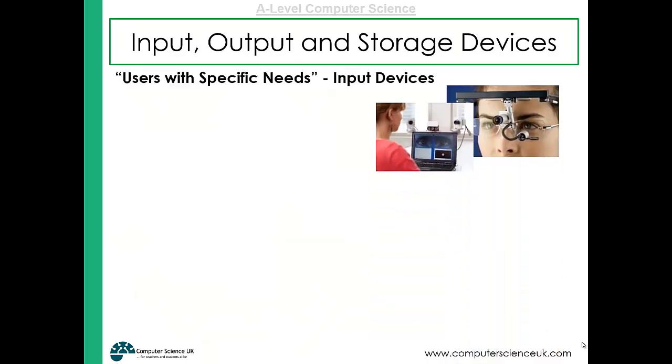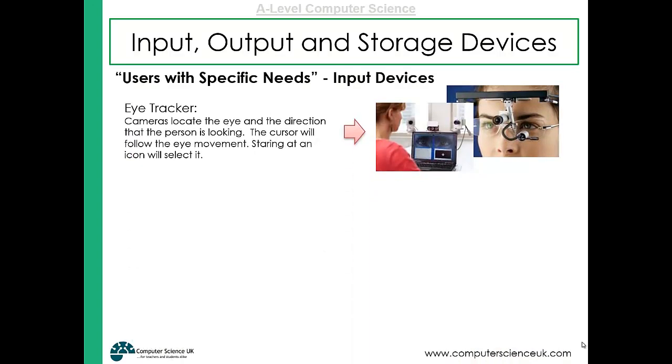So there are also input devices for users with specific needs. So you could have an eye tracker. If a user is potentially paralyzed, for example, they could use an eye tracker to be able to interact with the computer. A camera locates the eyes and the direction the person is looking in, and the cursor will follow the eye movement. So staring at an icon will select it, for example.